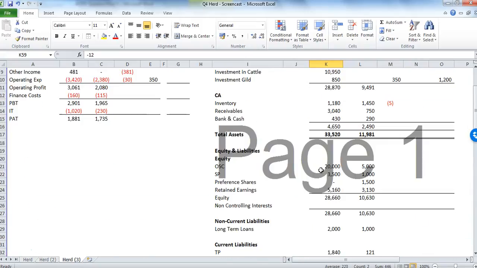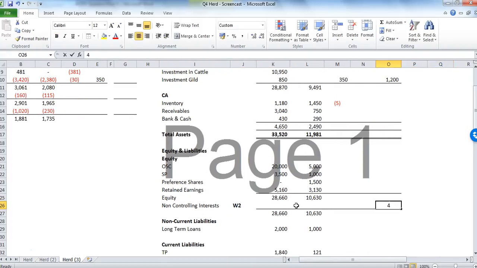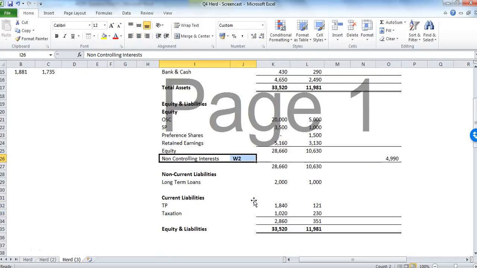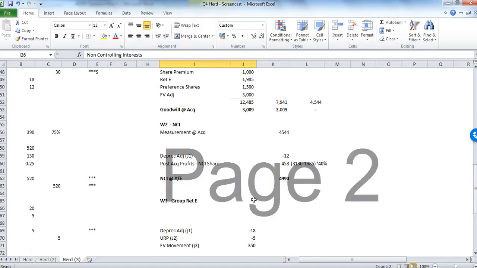But the 4990 now needs to go into the non-controlling interest. I cross-reference there working 2. I don't need to show all the adjustments there, I just show the 4990. So it's nice and neat, and you can clearly see where the working is coming from.